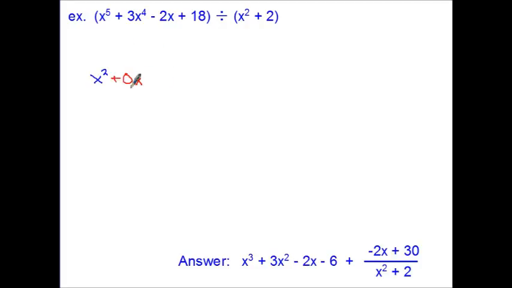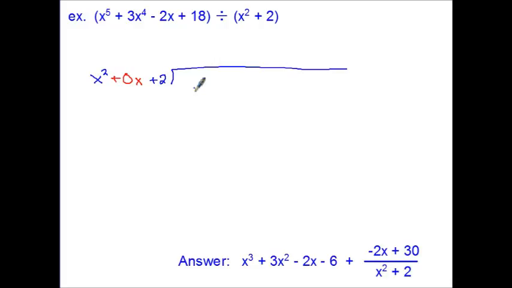So 0, whatever power of x you're missing, including if you're missing a constant. So if this was just an x squared, I might write x squared plus 0x plus 0 to help keep things lined up. But we do have the 2 in this case, so I write x squared plus 0x plus 2, and then again throw up my big old division bar.